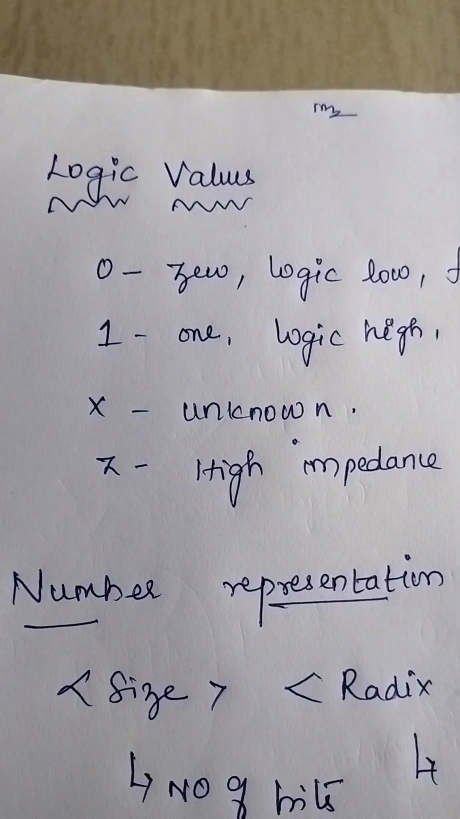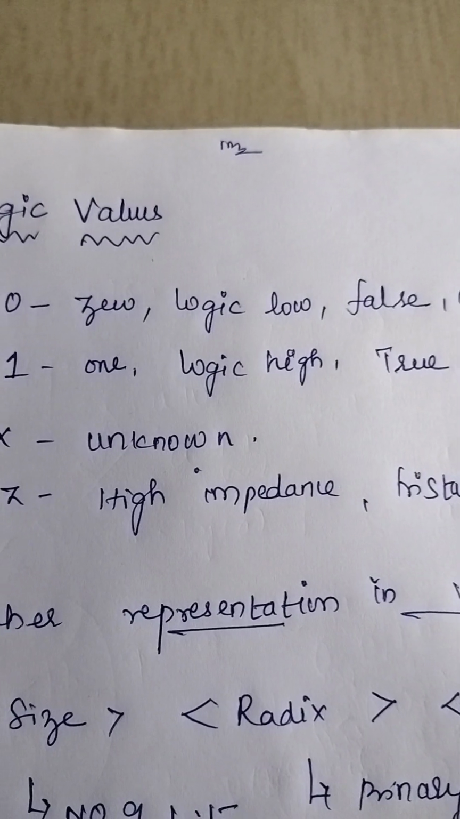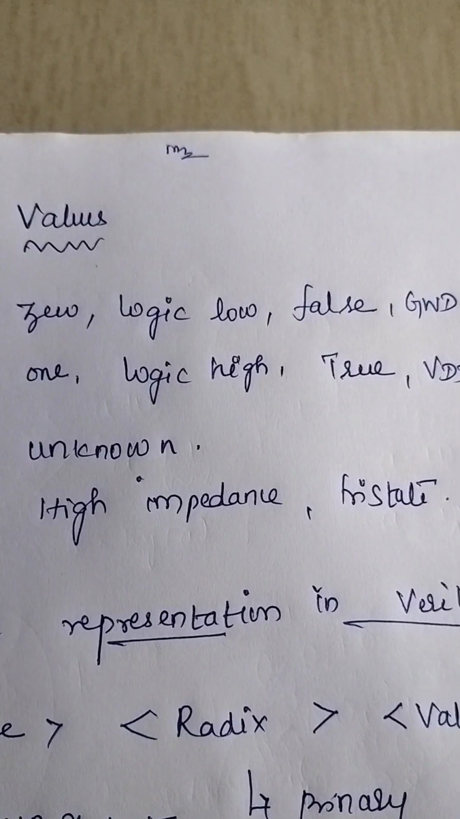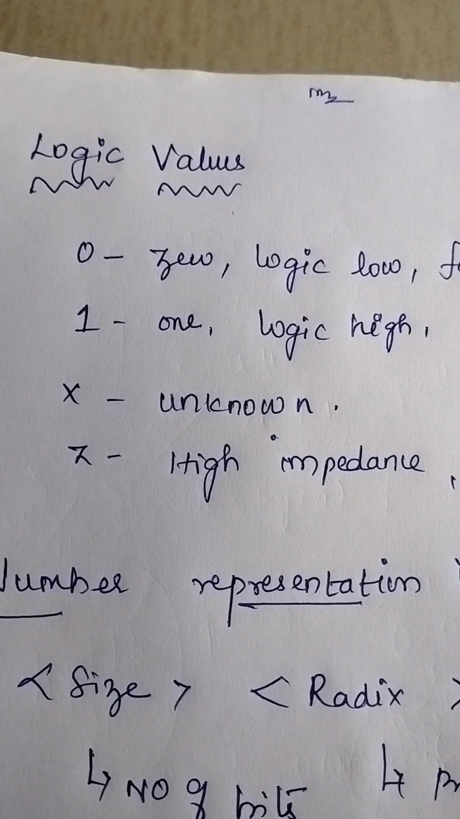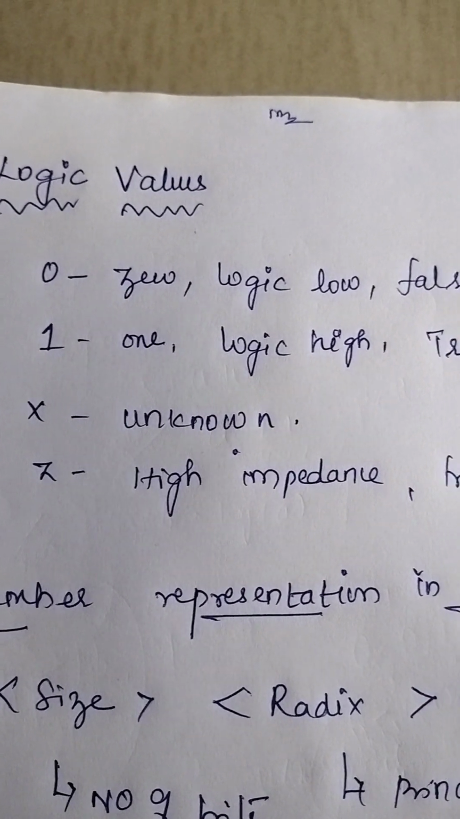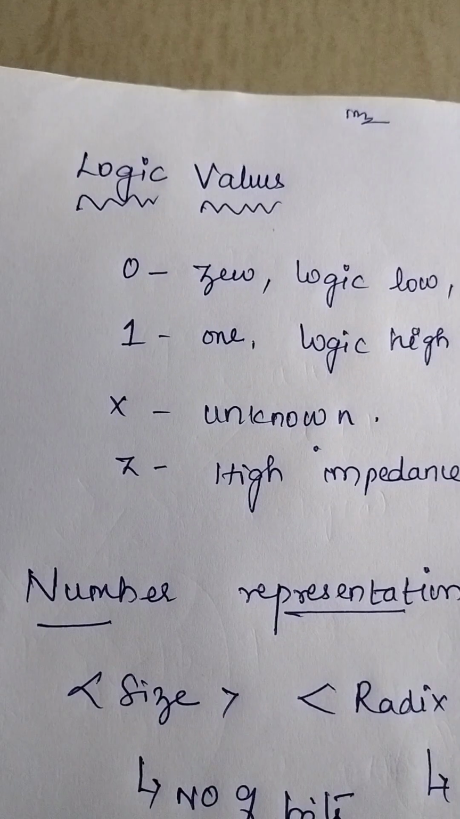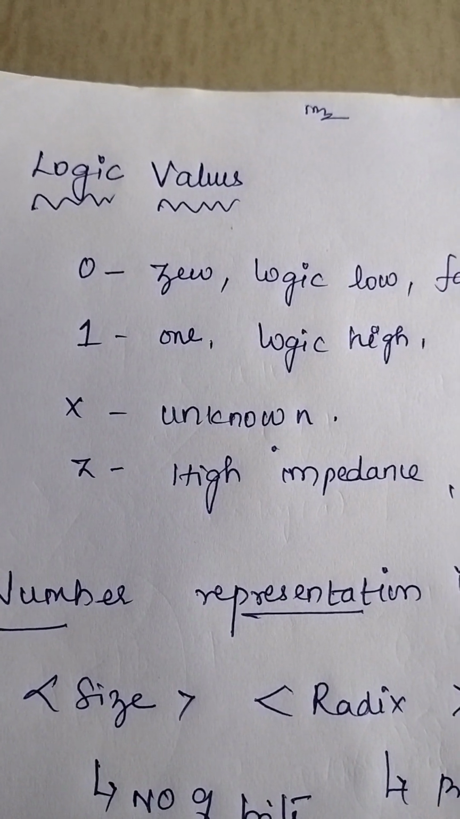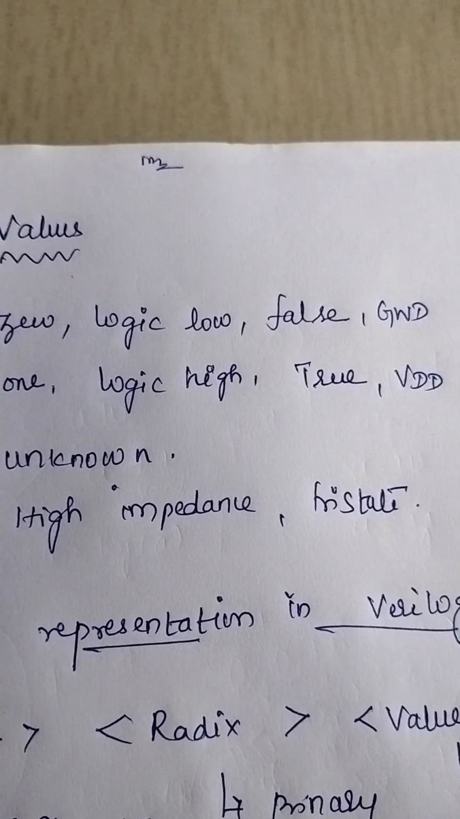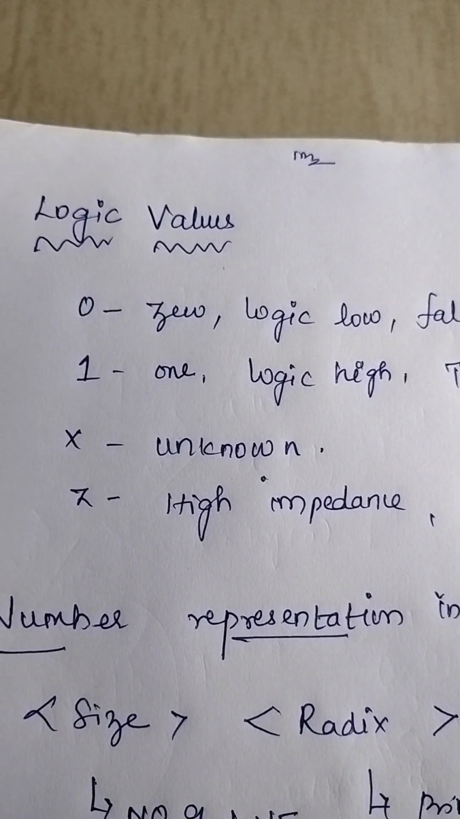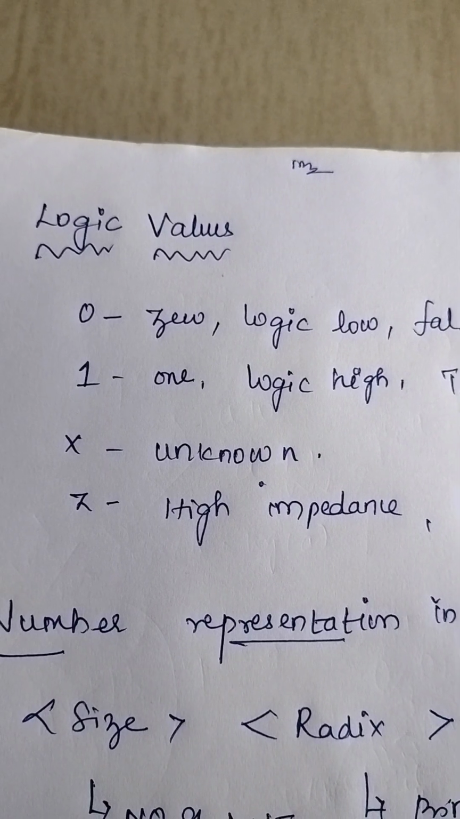So first, 0 can be called 0, logical low, false, or ground representation. The next is 1, which can be represented as 1, logical high, true, and VDD. And x is unknown, it's nothing but your don't care. And z is high impedance and tri-state. So this is nothing but your logical values. It can be represented in Verilog.